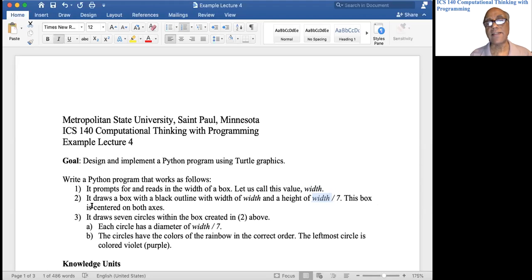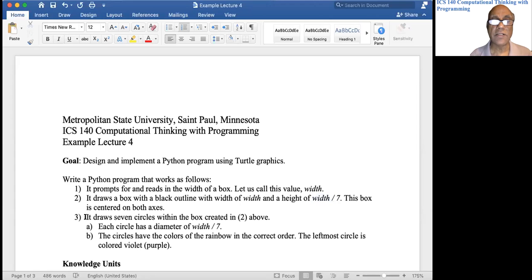There is an x-axis and a y-axis, and you know that the place where the two meet, the horizontal axis and the vertical axis meet, is called the origin, and it is at 0, 0. So this box that you draw should be centered both horizontally and vertically.